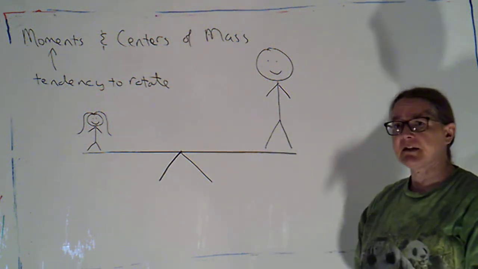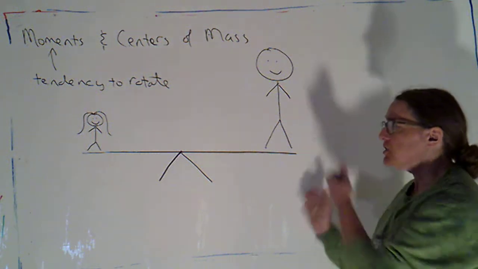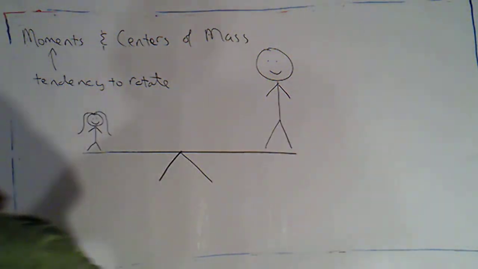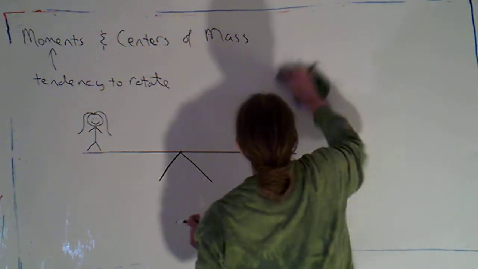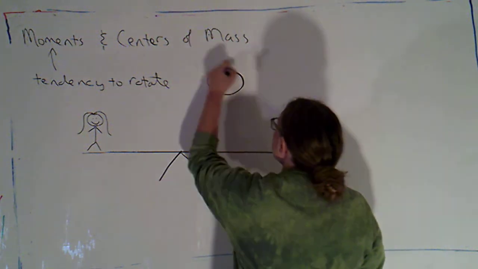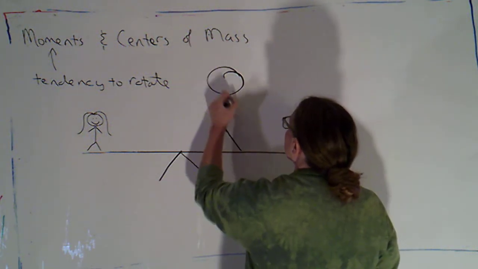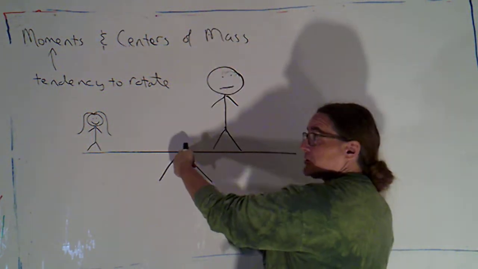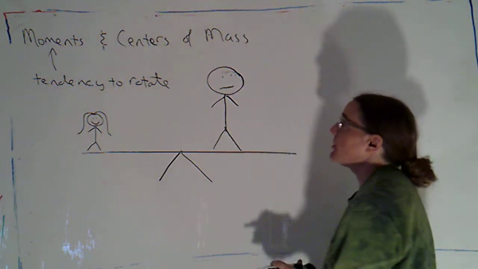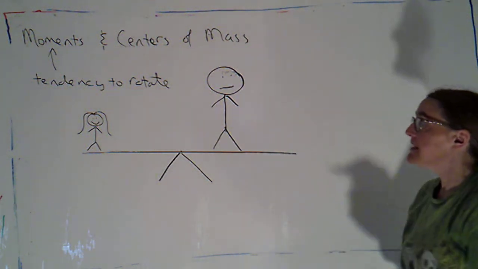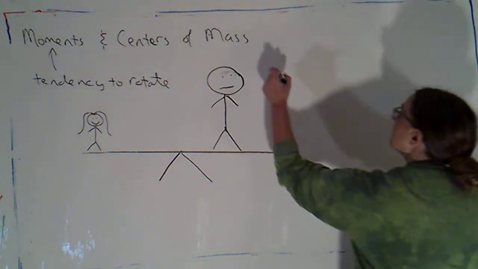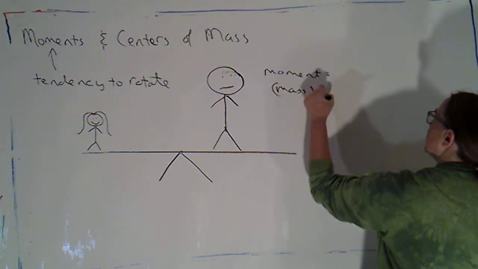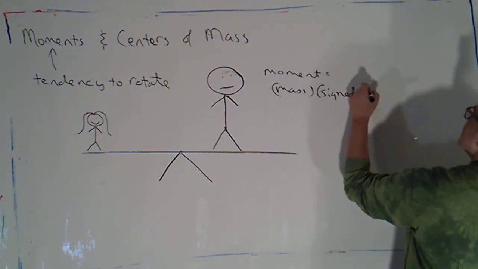So at this point, I usually ask my class, what should the adult do to make this a little bit safer for the child? And most people are able to come up with the fact that the adult needs to move in closer to the fulcrum, which is the point about which the teeter-totter can rotate. And that's because the moment is basically going to be the product of two things. It's the mass times the signed lever arm.